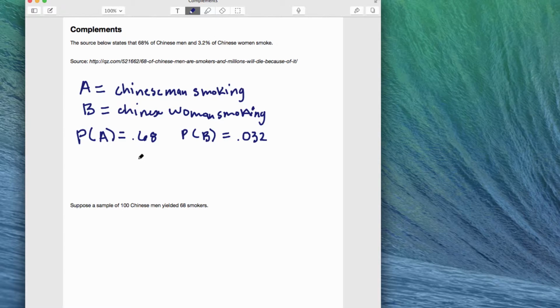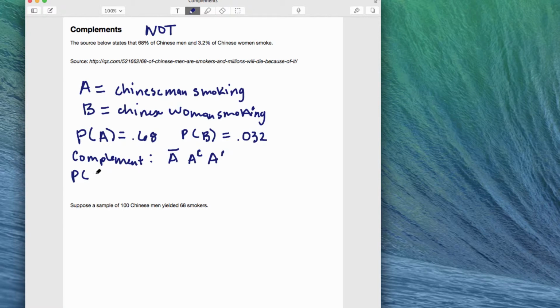The complement rule is all about the word not. So the chances of something not happening. Now, you can define your event however you want, and then the complement is that thing not happening. In our case, A was a Chinese man smoking, so we can just insert the word not, and then we have the complement. There's a couple different notations for complement. We could see it as a bar. You could see it with a little c, so that would be A^c or A complement. Or sometimes you see it A with a little apostrophe. All of those notations mean complement. It just depends on who was writing the textbook and what notation they chose.